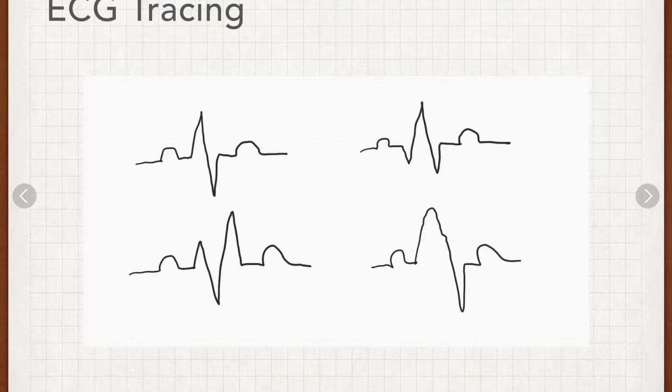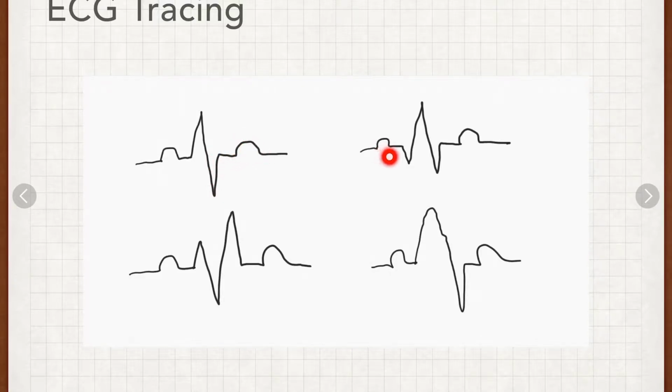Here's our P wave, just as a reminder. Of course, we're not going to really use that when we're looking at bundle branch blocks. The first positive deflection is an R wave. The first negative deflection after an R wave is an S wave. And then we have T, which again, we're not going to use.